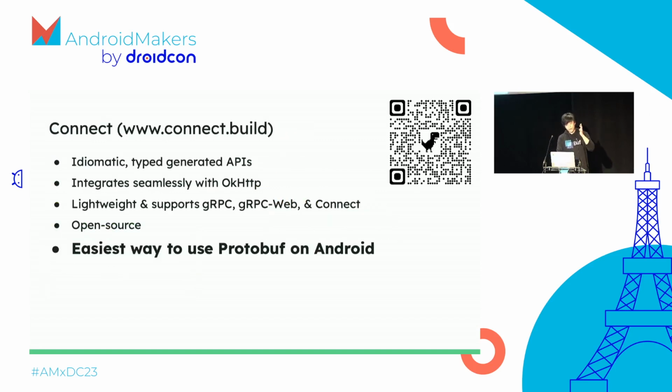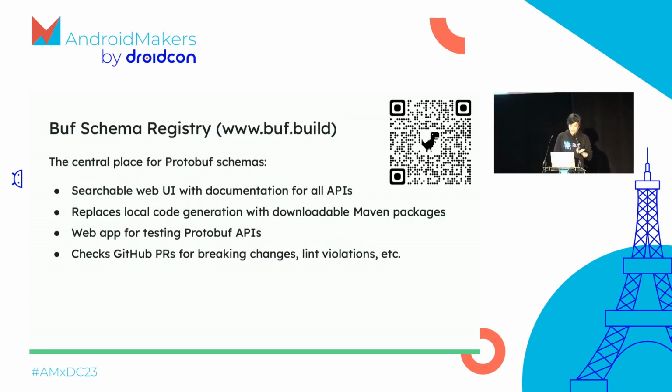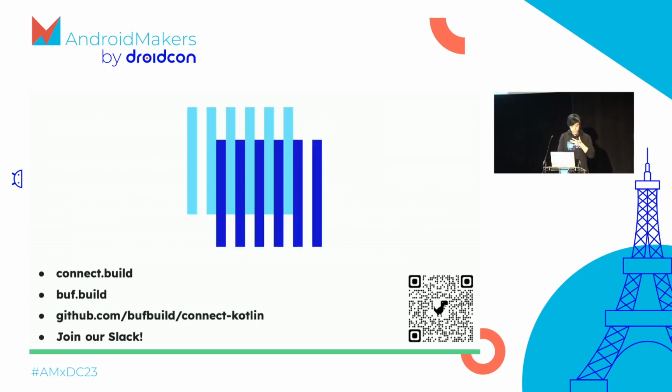So that was actually Connect generated code, which is something that Buf has created to be interoperable with gRPC. It's open source, and it's the easiest way to use Protobuf on Android. For more advanced users, Buf, my company, has a schema registry, which allows organizations to centralize all of their Protobufs in one area. Happy to talk more about that after. But that's all I have.